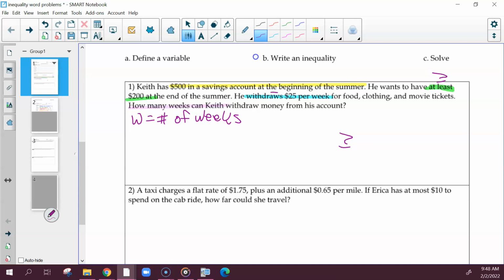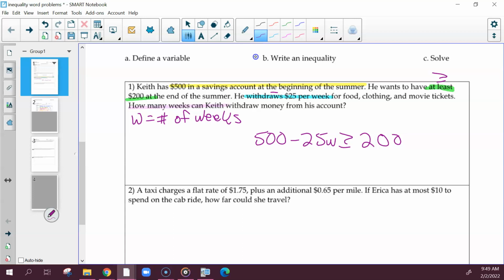We don't know how many weeks, so the 25 and the W are going to go together. So we do 500 minus 25W is greater than or equal to 200. So we're starting off with 500, we're subtracting 25 per week. We don't know how many weeks. At the end of the summer, we want to have at least $200, could have more, could have less. But this part needs to be greater than or equal to that.